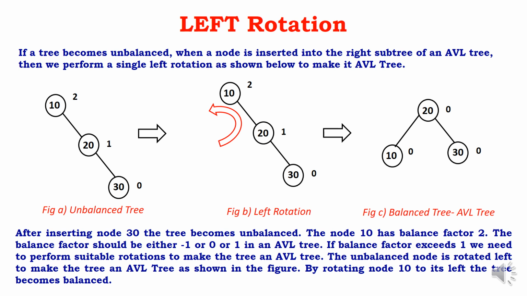The unbalanced node is rotated left to make the tree an AVL tree as shown in the figure. By rotating node 10 to its left, the tree becomes balanced. After rotation, the balance factors have been readjusted. Now, the tree has become a height balanced tree and an AVL tree. Figure A shows the unbalanced tree. Figure B shows where we are applying left rotation. Figure C shows the height balanced AVL tree.